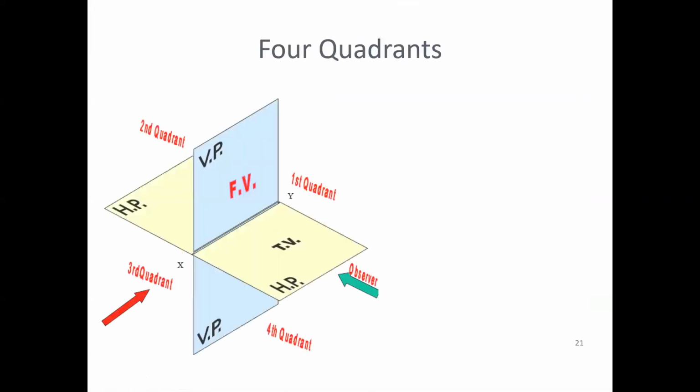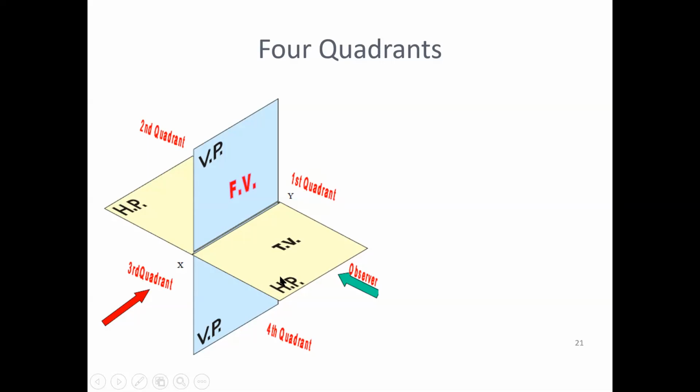Okay, so first quadrant, second quadrant, third quadrant, and fourth quadrant. So there are two methods of drawing: one is the first angle projection method and the other is the third angle projection method. In the first angle projection method, the object is kept here, and in the third angle projection method, the object is kept in the third quadrant. And then the horizontal plane is rotated by 90 degrees in a clockwise direction, so that you will get the front view in the VP and the top view in the HP.